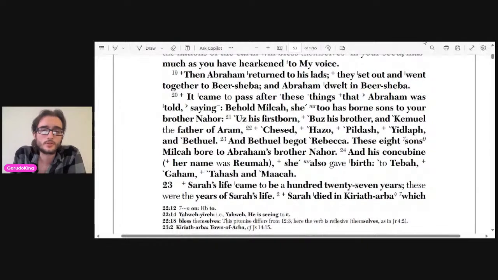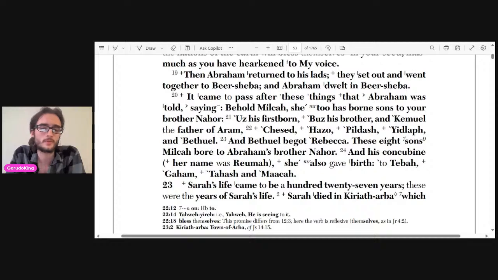Then Abraham returned to his lads. They set out and went together to Beersheba, and Abraham dwelt in Beersheba. It came to pass after these things that Abraham was told, saying, Behold, Milcah, she too has borne sons to your brother Nahor, who is his firstborn, Buz his brother, and Kemuel the father of Aram, Shesad, Hezo, Pildash, Yidlap, and Bethuel. And Bethuel begot Rebekah.